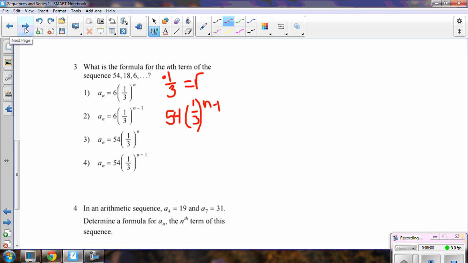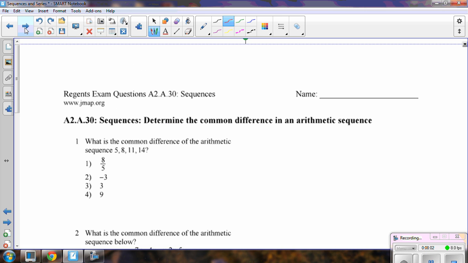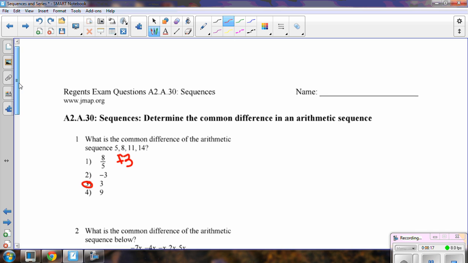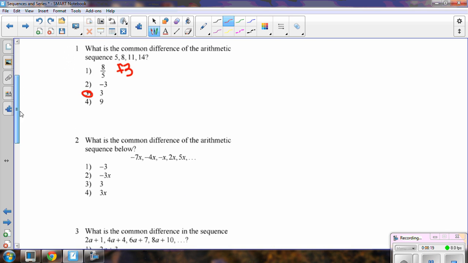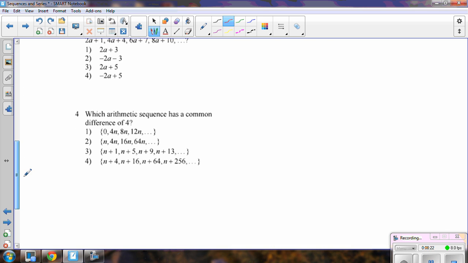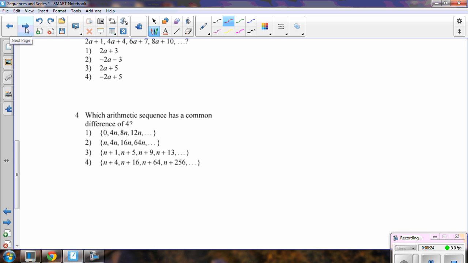So that's the end of the first page. Determining the common difference. This page is just very simply deciding what is the common difference. In this case, we're adding 3 each time, so the common difference is 3. It's always what do you do to the first term to get to the second term. That's your common difference. And so you can go through and check these out on your own. The answers should be on the back of your pages.